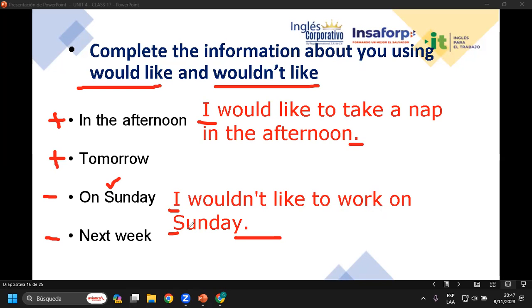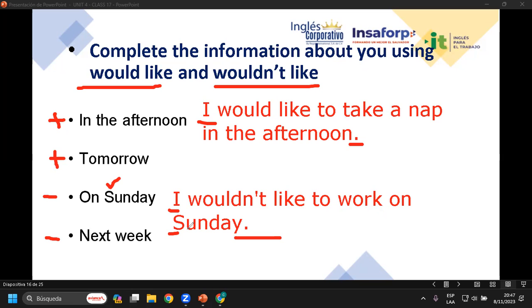Exactly. So, ¿a dónde las vamos a enviar? Al grupo de WhatsApp. ¿Ok? Así que, como siempre hacemos, escribamos las cuatro oraciones. Y luego escribimos nuestro nombre completo y las enviamos en un solo mensaje. ¿Ok? Así que, everybody, go ahead. Tenemos 5 minutos para completar esta activity. Be careful con el spelling, please.